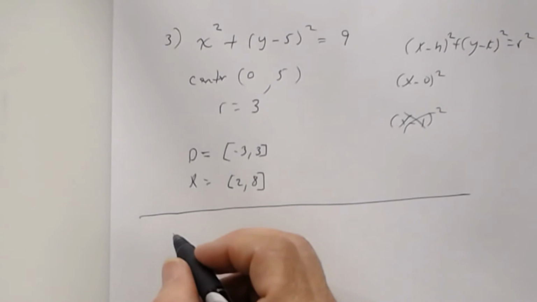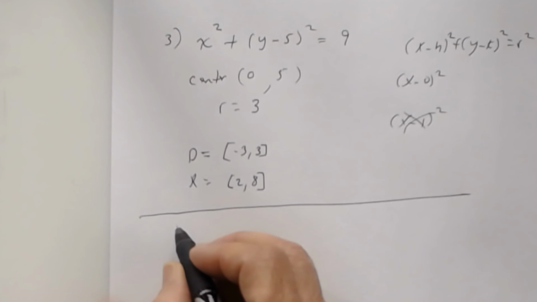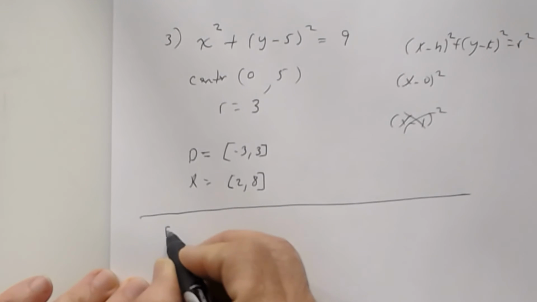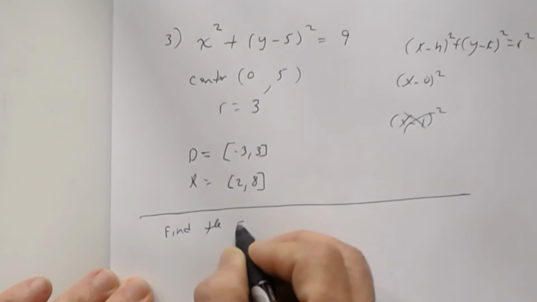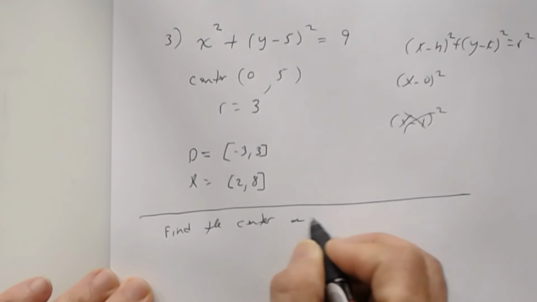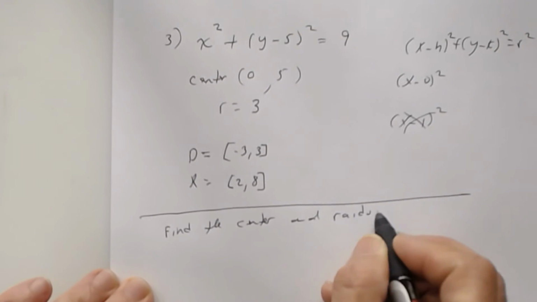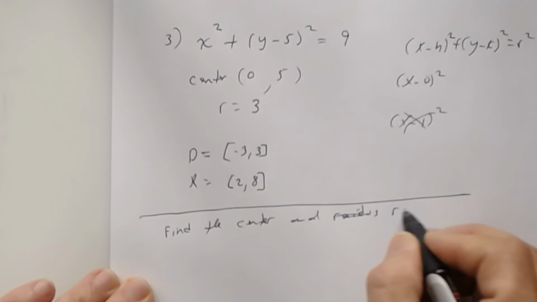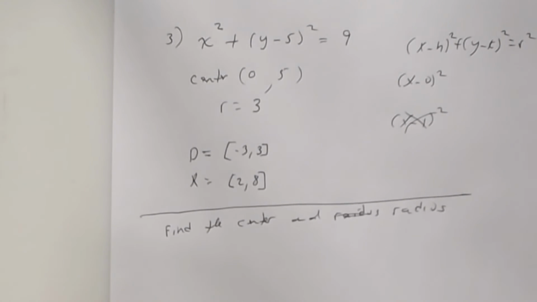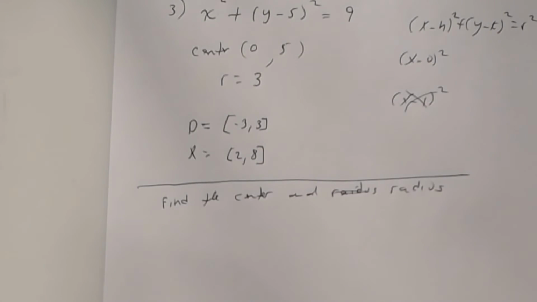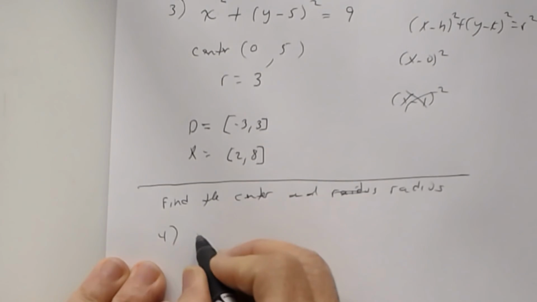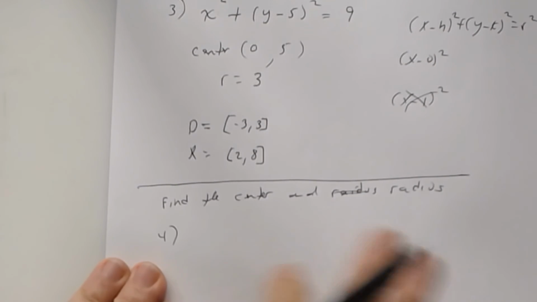Same directions, except this time I'm not going to ask you to graph. So all I'm going to ask you to do is this: find the center and radius. R-A-D-I-U-S. I'm going to do a couple and just see if you can figure this out. Number 4. Just find the center and the radius. No graphing because it's not going to be a whole number.